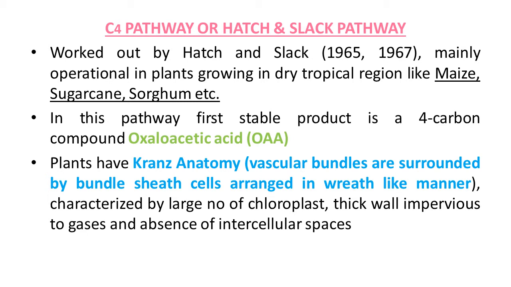Bundle sheath cells may form several layers around the vascular bundles. They are characterized by having a large number of chloroplasts, thick walls impervious to gaseous exchange, and no intercellular spaces. Now, when we cut a section of this type of leaf, C4 plant leaves like maize or sorghum, you can observe the Kranz anatomy and the distribution of mesophyll cells here.